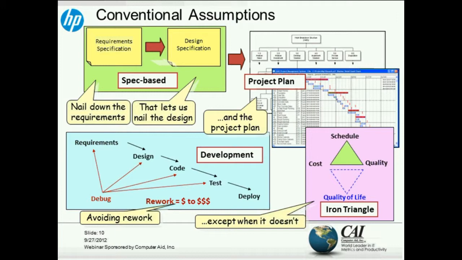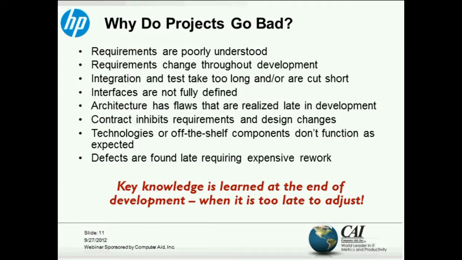So why doesn't that work? And why do projects go bad? Well, normally because the requirements are poorly understood. You have changes throughout the life of the project. You have architectures that are flawed, contracts that inhibit requirements and design changes. Defects are found late in the game, and all of these reasons.